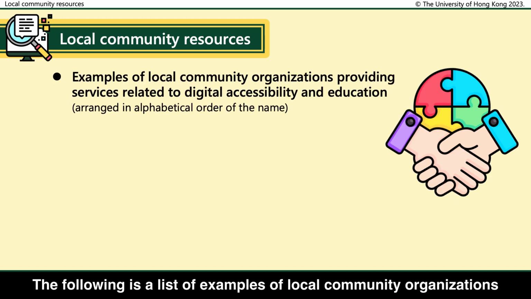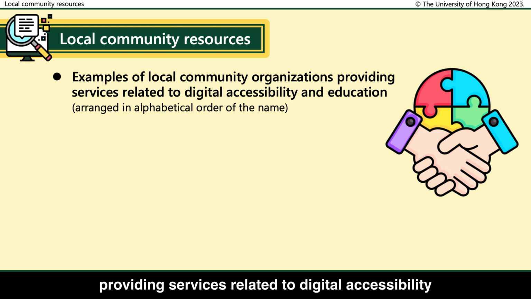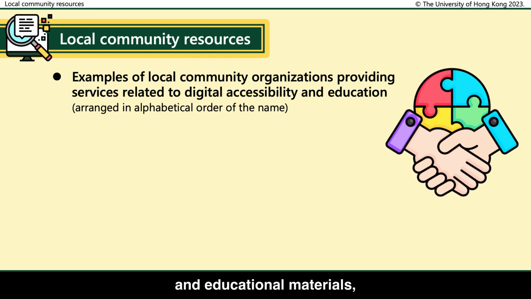The following is a list of examples of local community organizations providing services related to digital accessibility and educational materials, arranged in alphabetical order. The services covered here do not represent the most updated or the full range of the services of any of these organizations. Please contact the appropriate organization for their latest availability and other details of their services.